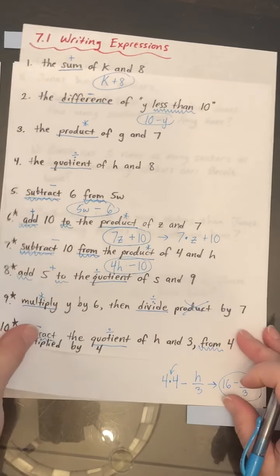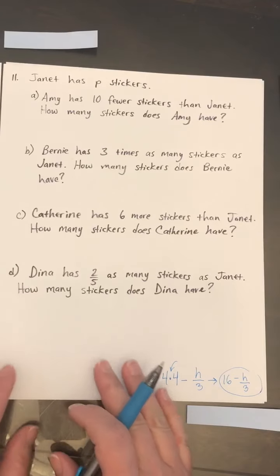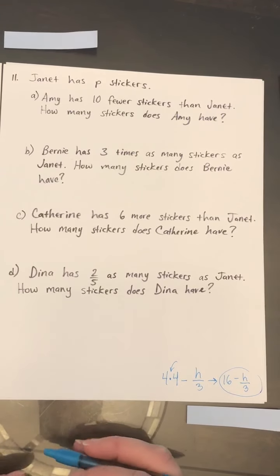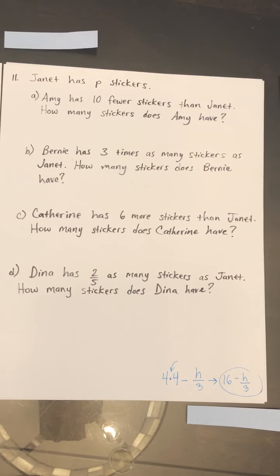The last thing I want to show you today is number 11, and I really want you to think about bar models. You saw bar models in Gronsky's notes today, or maybe the other day, depending when you looked at it, and I want you to try something similar with these. So number 11 says, Janet has P stickers. Amy has 10 fewer stickers than Janet. How many stickers does Amy have?